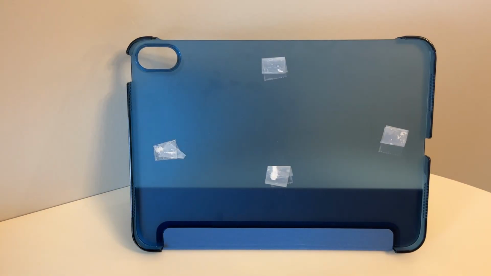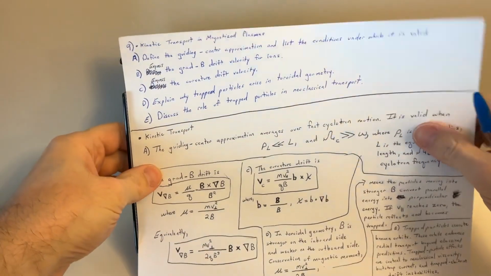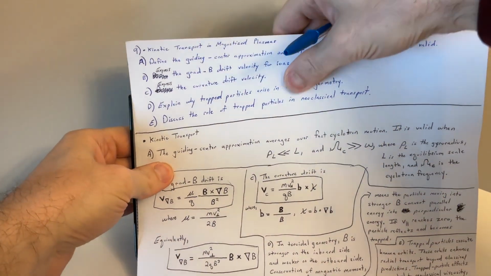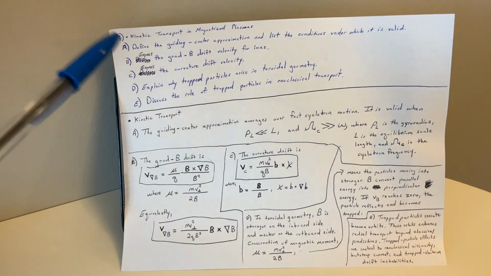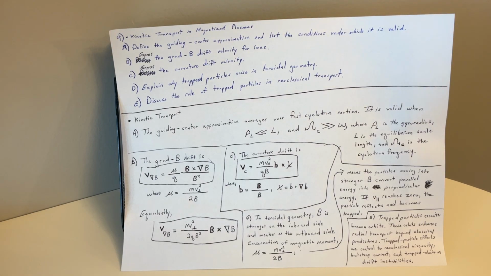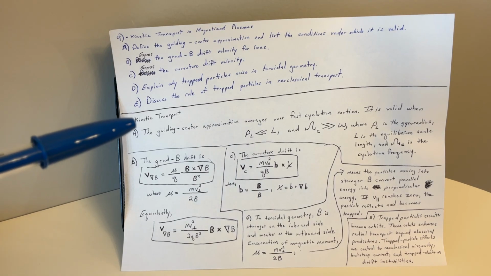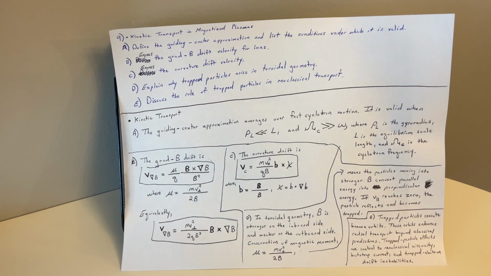Moving along, now number 9. I apologize for the crossing out. Number 9, kinetic transport in magnetized plasmas. For letter A, define the guiding center approximation and list the conditions under which it is valid. So kinetic transport, and this is canonical.